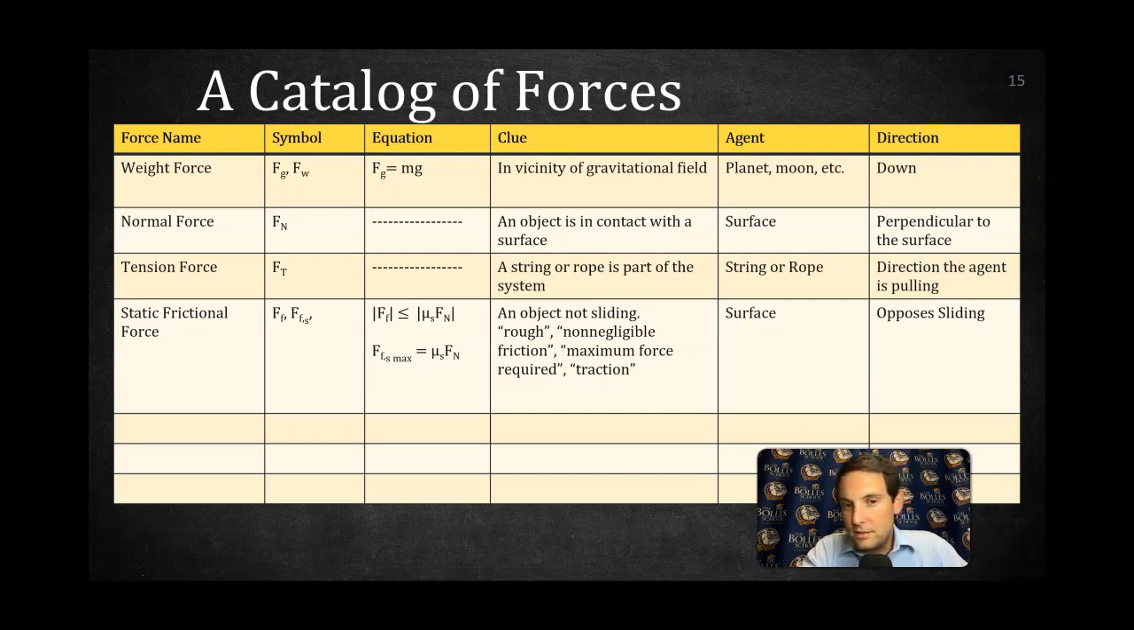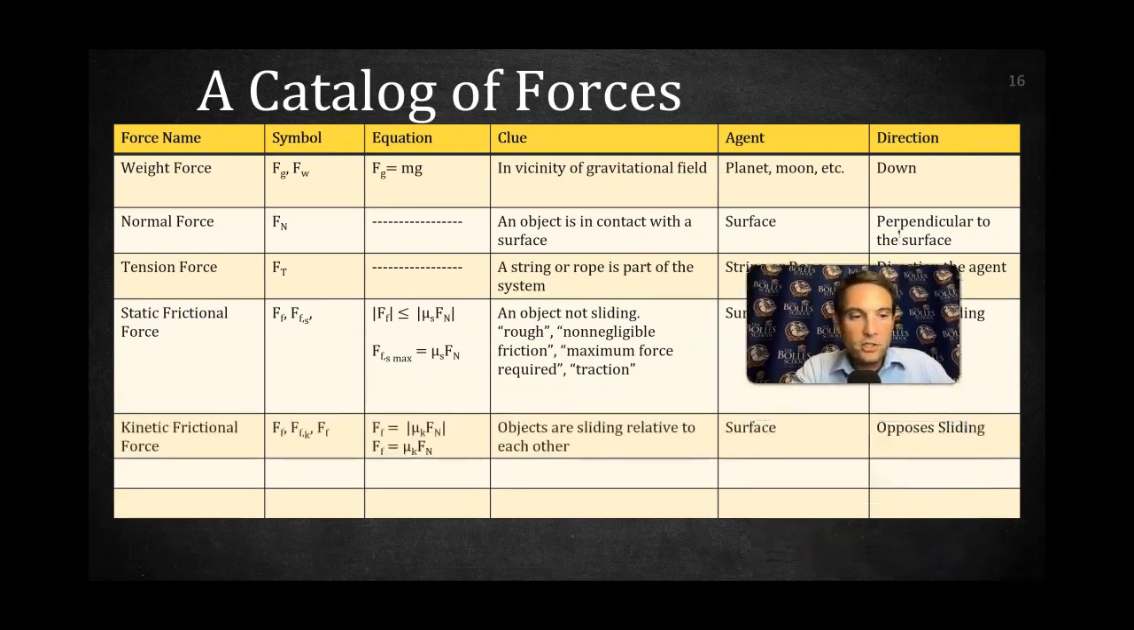It's not going to affect anything mathematically, but it's important to know that when we're dealing with a maximum force required to overcome static friction, we're dealing with static frictional force. Other clues would be an object not sliding, the word rough being present, non-negligible friction, maximum force required, traction. All of those clues tell us there's friction involved. The agent in this case will be the surface, and the direction will be opposing sliding. Even if an object is not sliding, you have to imagine what direction it would be sliding in. Friction would act in the opposite direction.